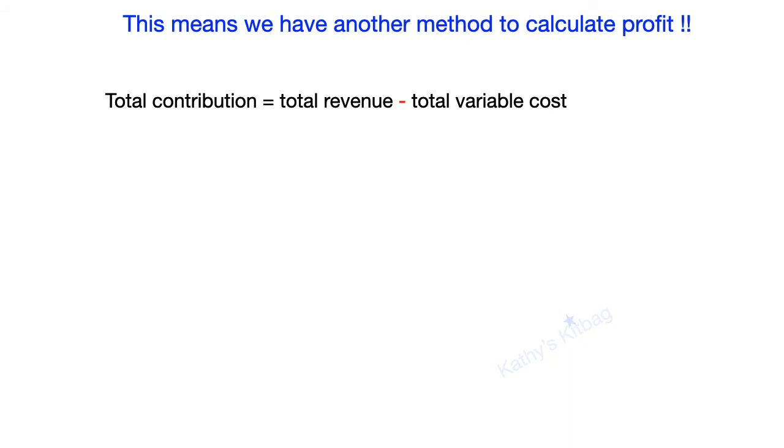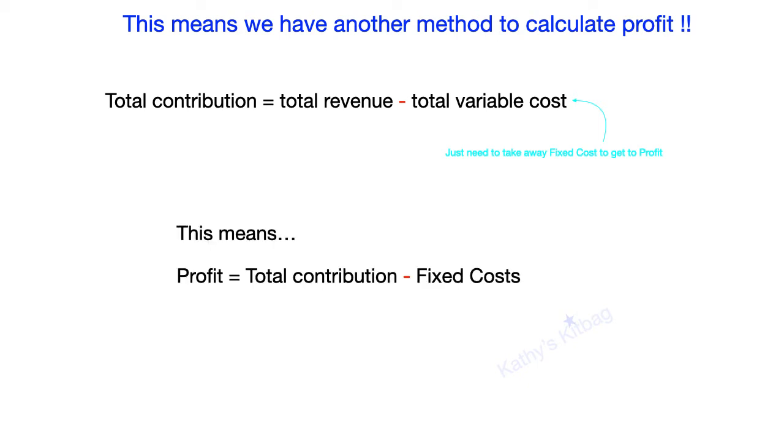So we know we've just found out total contribution is total revenue take away total variable cost. So if you look at the right hand side of that equation, the total revenue minus total variable cost, you've almost got profit. There's one thing missing. All that is missing from that side of the equation is to take away fixed costs, and then that right hand side would give you profit.